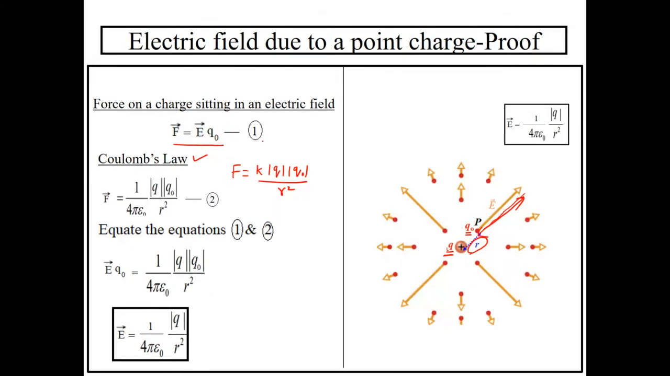Now you can see I am going to equate equation 1 and equation 2. When I equate 1 and 2, what will happen? My left hand side of the equation is exactly the same. So I can write E Q0 equal to my Coulomb's law value, K Q Q0 over R square.